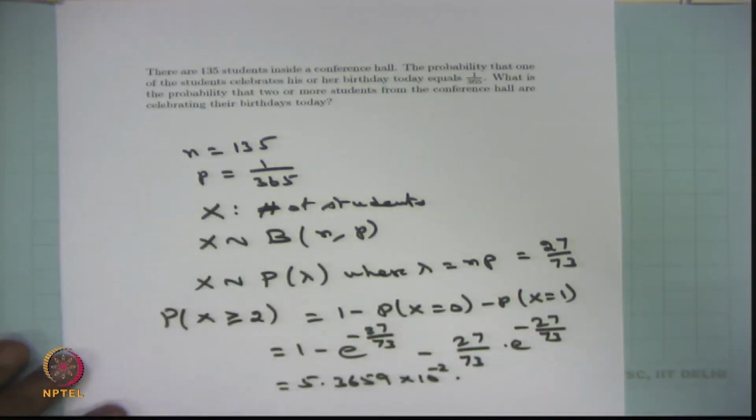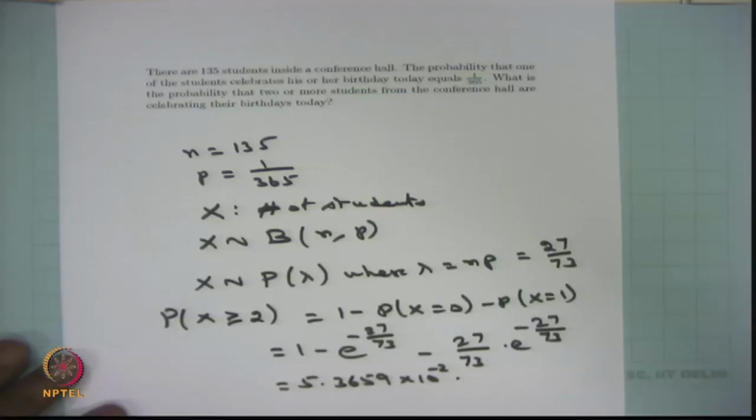So this is an easy problem. You can create many more problems with the same first two statements. Since n is large and p is almost 0, we are going from the binomial to the Poisson distribution.